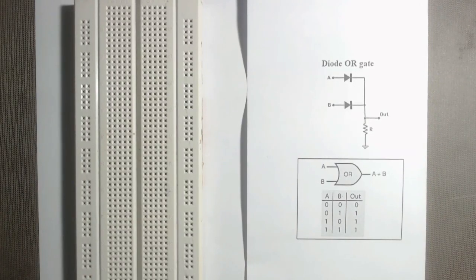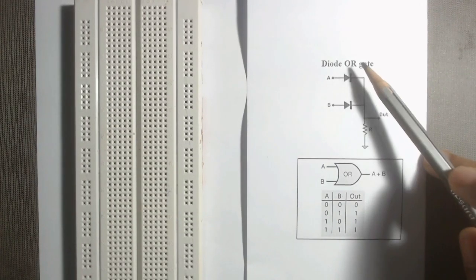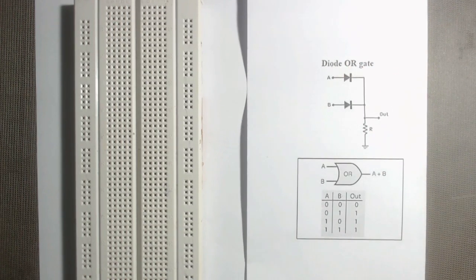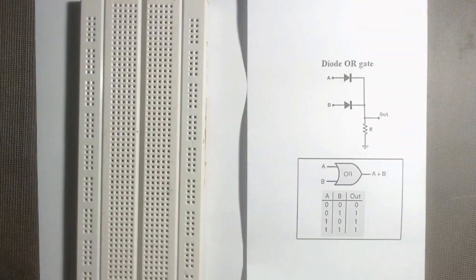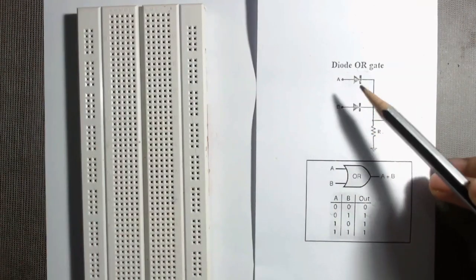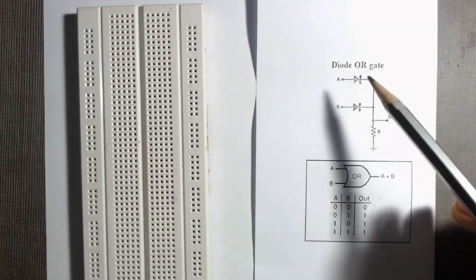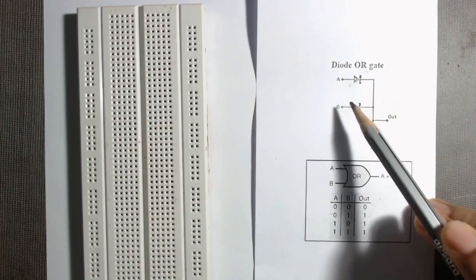Hello friends, in this video we will learn the working of an OR gate using diode and we will design it on breadboard. Here is the circuit diagram of an OR gate using diode. Here we have to use two diodes.